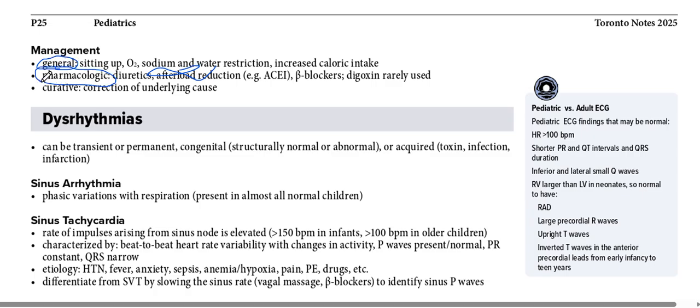Pharmacological management includes basically diuretics, afterload reduction like ACE inhibitors, beta blockers, and digoxin. So we'll give basically diuretics, and after that ACE inhibitors, beta blockers, diuretics. What do we give in congestive heart failure? ACE inhibitors, beta blockers, and diuretics.